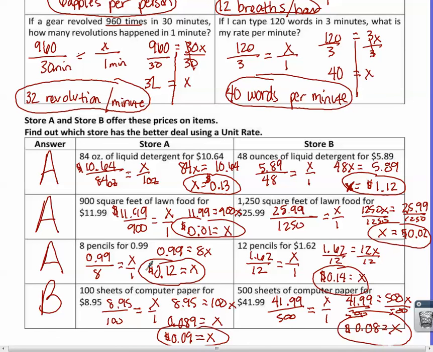Remember in the bottom left where it's 100 sheets of computer paper for $8.95, when you divide it, you end up getting 0.089. You are dealing with money, so you need to round to the nearest hundredth place. So that's why this 9 bumps the 8 up, and you get 9 cents per sheet, where over in store B, you get 8 cents per sheet. Turn the page.